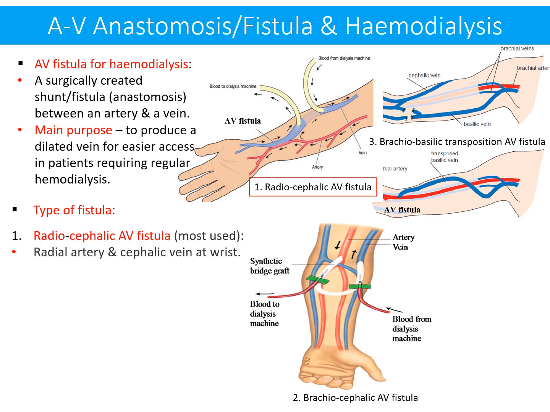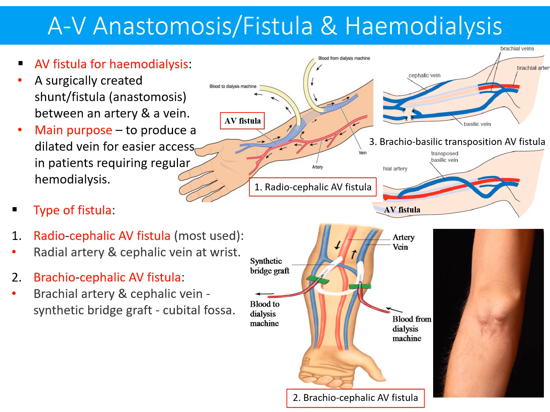There are three types of fistula created for hemodialysis. Number one, radiocephalic arteriovenous fistula, which is the most used fistula for hemodialysis. It is created between radial artery and cephalic vein at the wrist area.